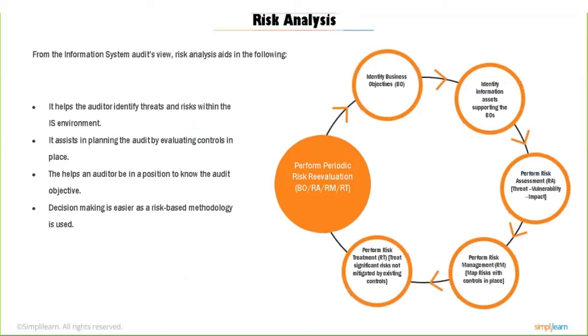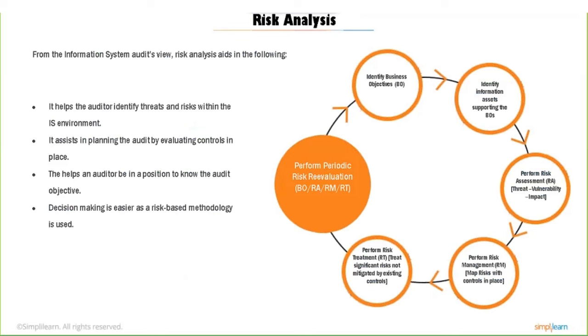The first thing is you need to understand the business. The first step, remember, we call it BORA, RMN, RT. Very, very important, easy one. You don't just need to remember it, you need to understand the concept. Whenever you are doing the risk analysis of your organization, first thing that you need to do is understand the business, what kind of business you are in, and what is the business objective of your organization.